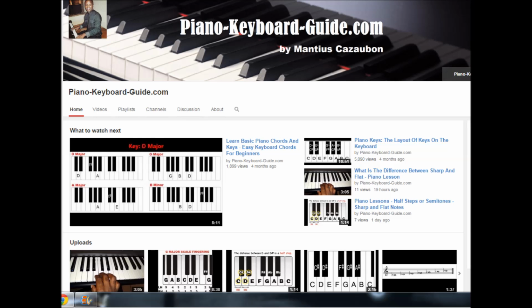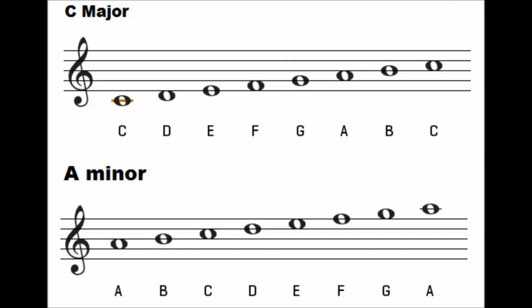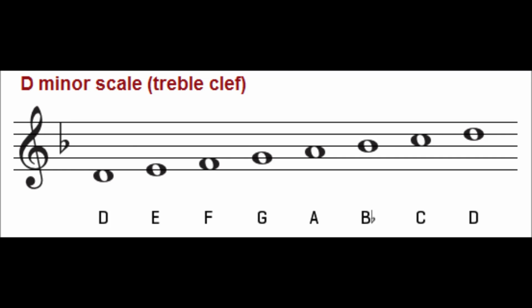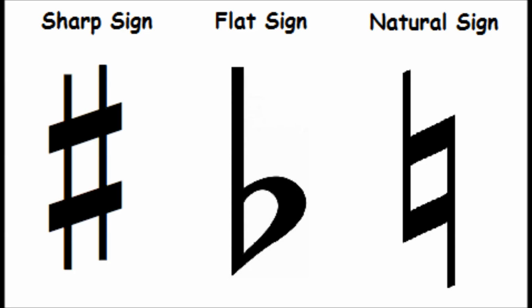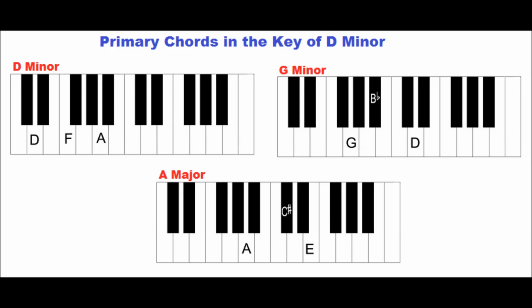Depending on how advanced you are as a piano student, you may want to watch the earlier videos before this one. Otherwise, let's proceed. In this lesson, we will learn about triads, the relative minor, the keys of A minor and D minor, and natural minor, harmonic minor, and melodic minor scales. Also, we will learn about accidentals and primary chords in A minor and D minor.